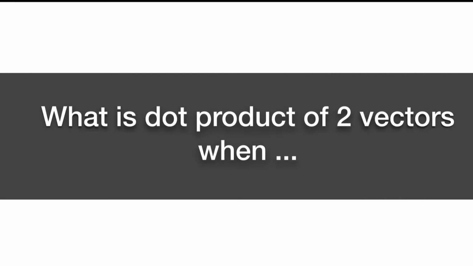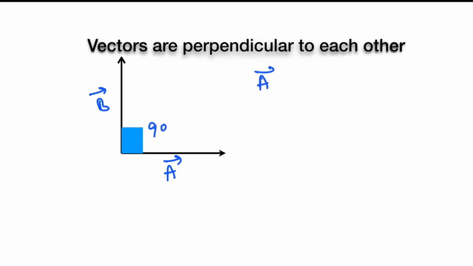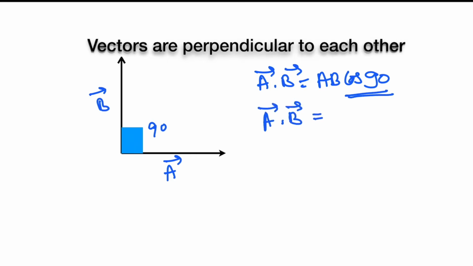Now what is the dot product of two vectors when the vectors are perpendicular to each other? For example, here vector A and vector B are perpendicular to each other. So the dot product of these two vectors will be AB cos 90, and cos 90 is 0. So the dot product of two perpendicular vectors is always 0.